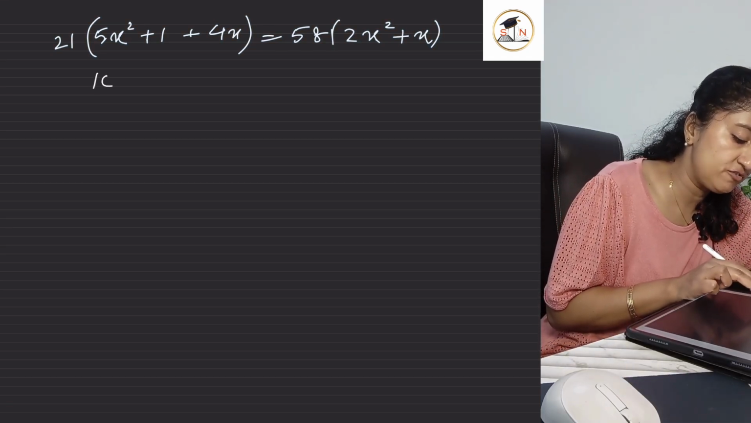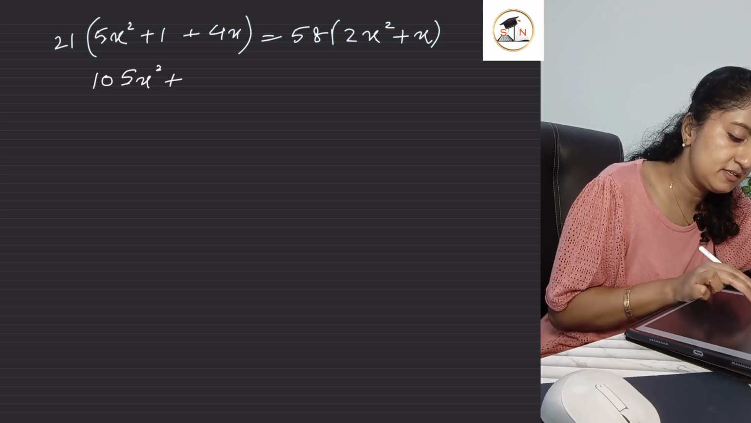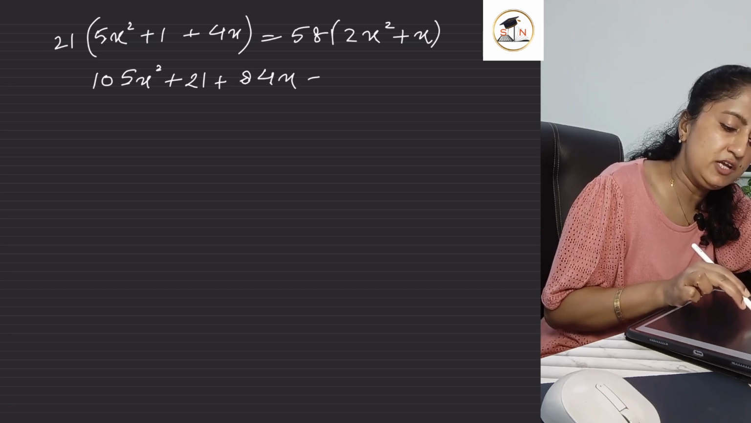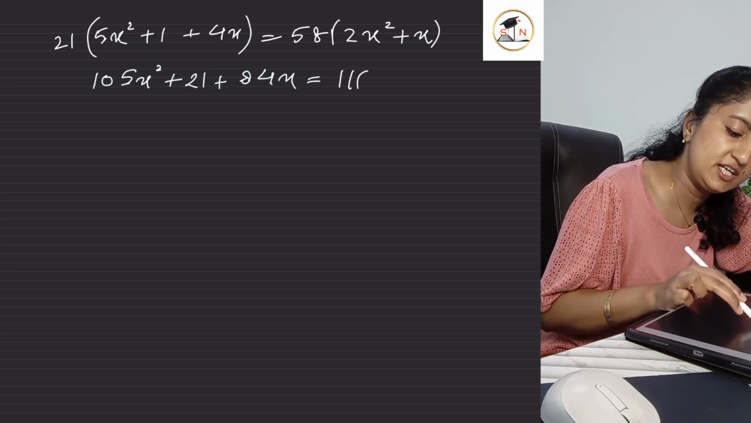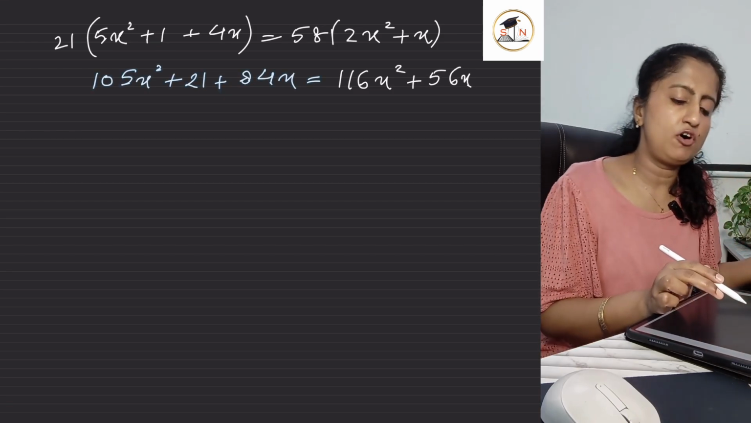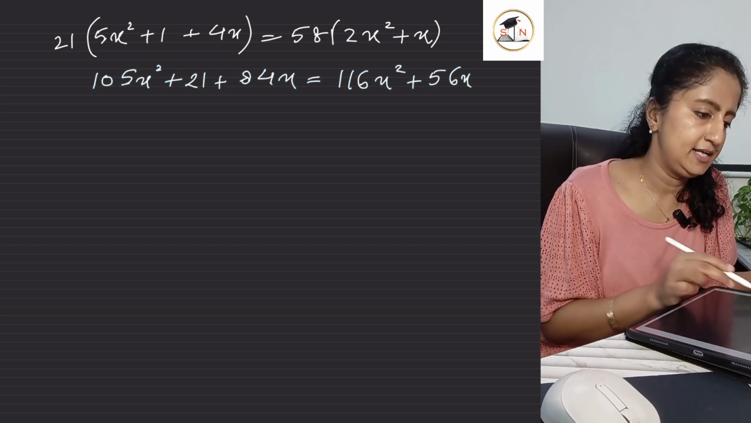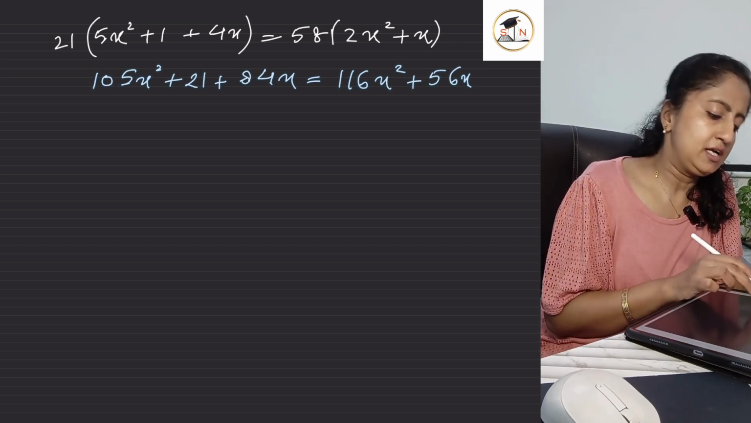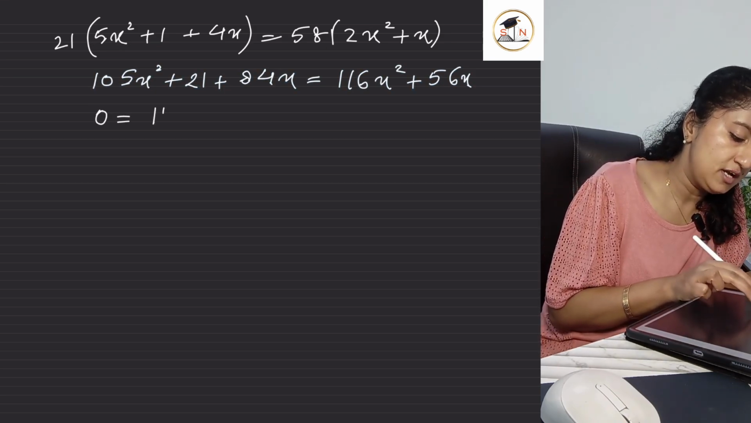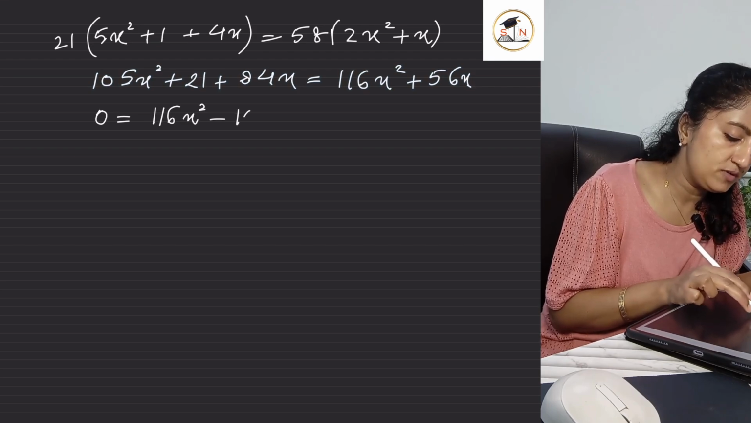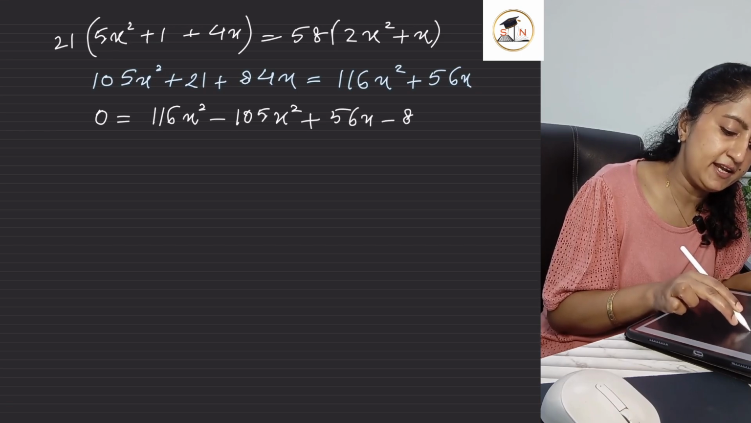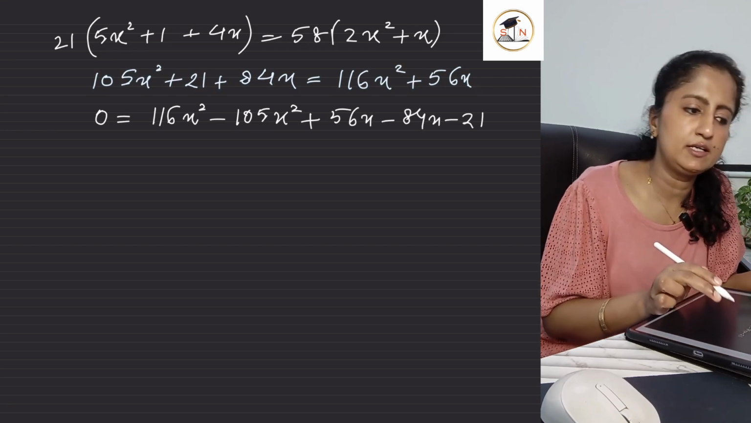21 times 5 is 105x square plus 21 plus we get 84x equals 58 times 2 is 116x square plus 56x. We need to form a quadratic standard form, right? So simplifying this, now consider that I'm taking everything on the right hand side. So 0 equals 116x square minus 105x square plus 56x minus 84x minus 21. This is what we get.